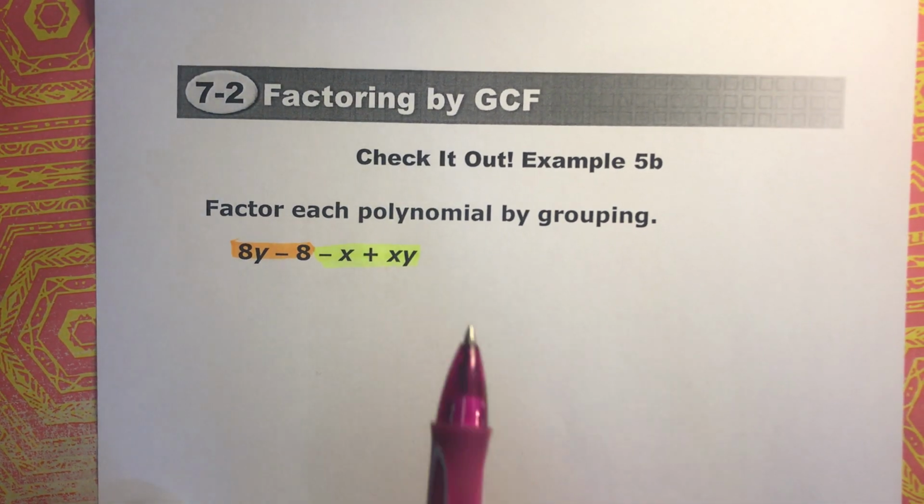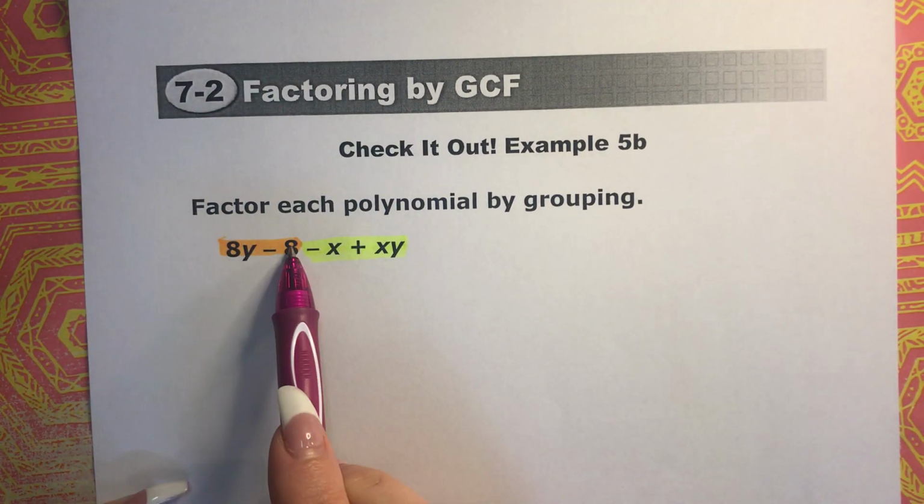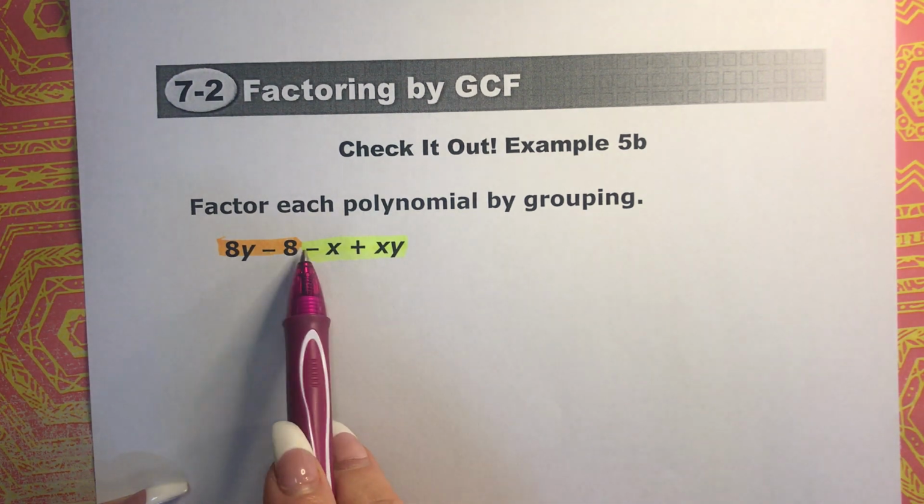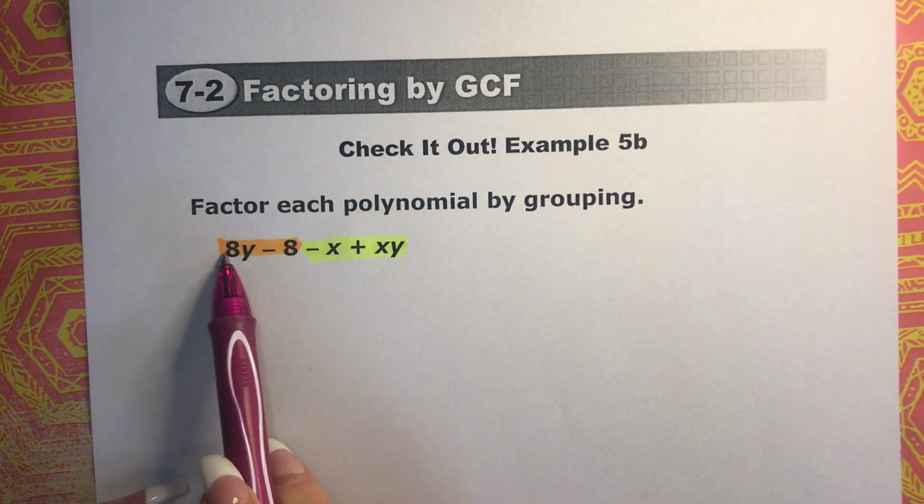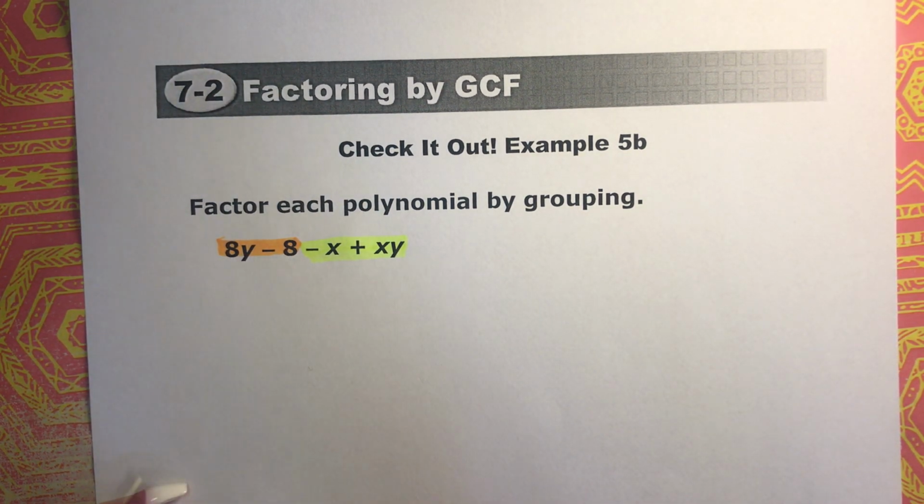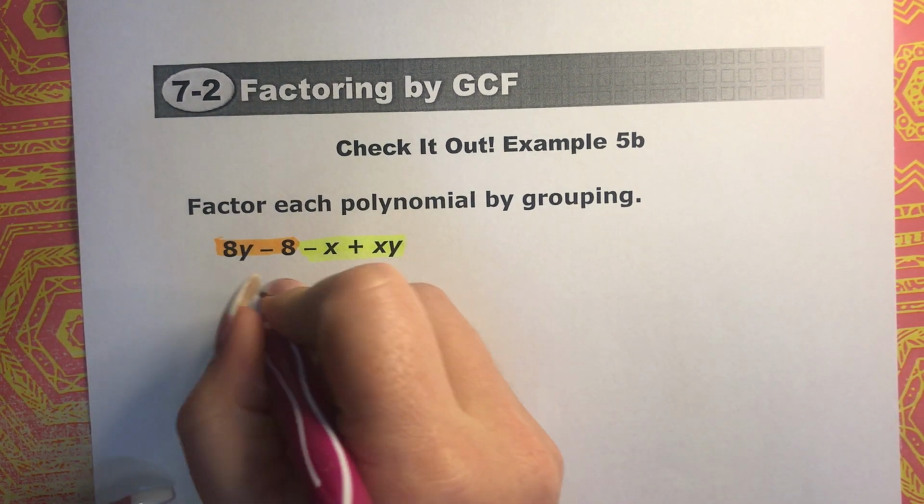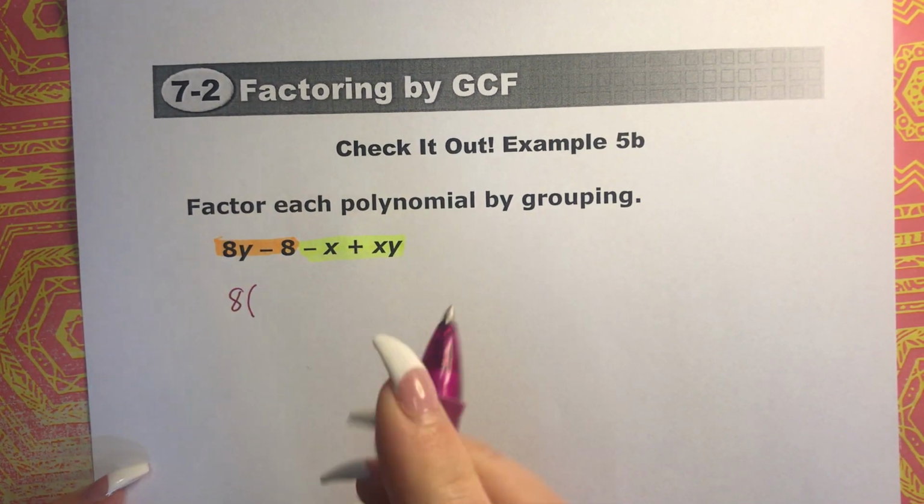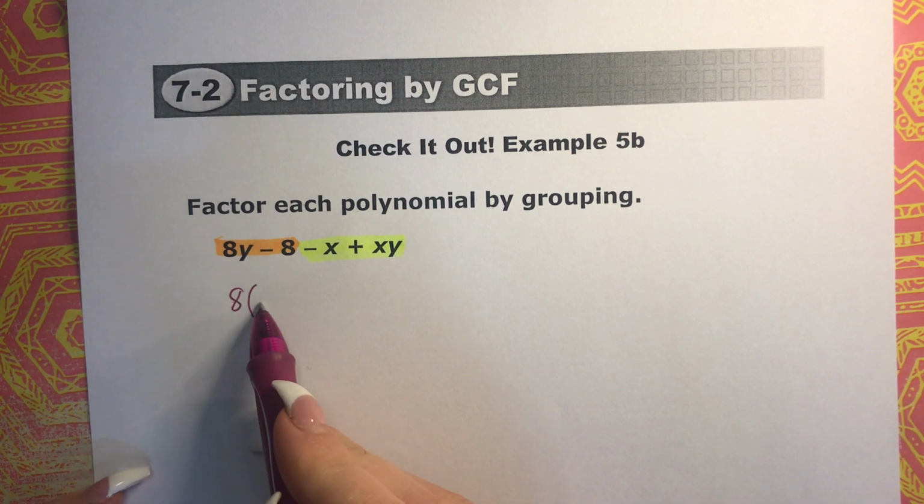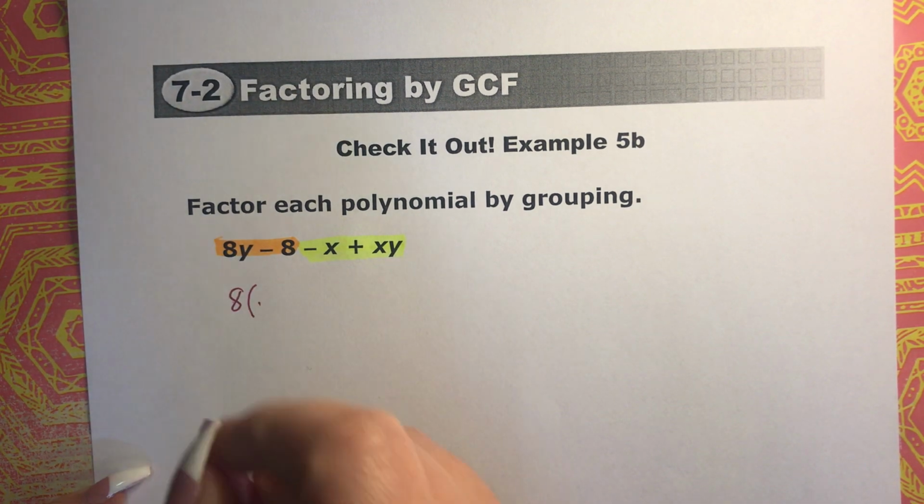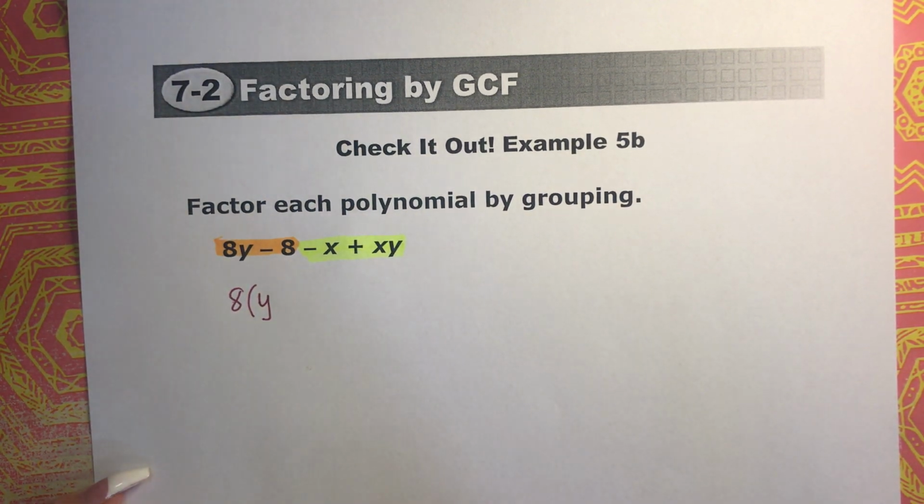What's in common here? There's numbers and there's no letters that are common because there's no letter here. So the greatest common factor between 8 and 8 would just be 8. So we're going to factor out that 8. And then 8 times what is 8? Well, it would be 1, right? But because of this y, I'm just going to write y.